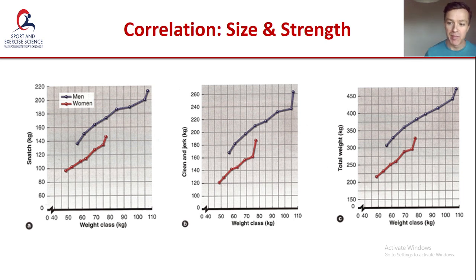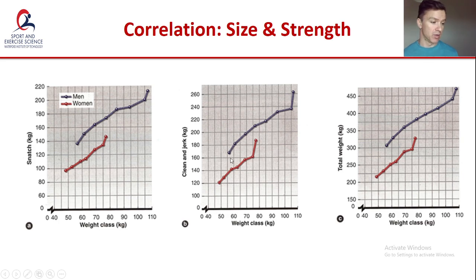Generally speaking, the bigger a person is, the stronger they are going to be. This is demonstrated by the correlation between body weight and world records set in Olympic weightlifting. Here we've got the weight class on the bottom, and the total lifted for the snatch, for the clean and jerk, and then the total, which is the combined score for the snatch and the clean and jerk. We see quite clearly a linear relationship: as body weight increases, so does the amount of weight lifted. So the bigger, heavier person is going to be stronger, and generally the men end up being bigger and heavier than the females, and they end up lifting higher amounts of weight.